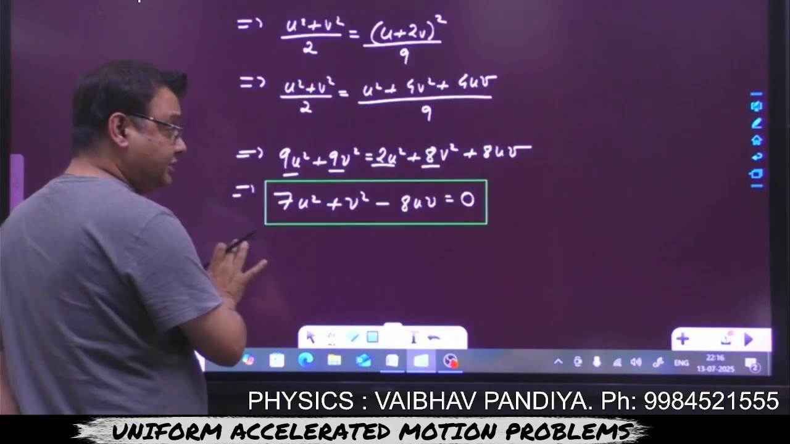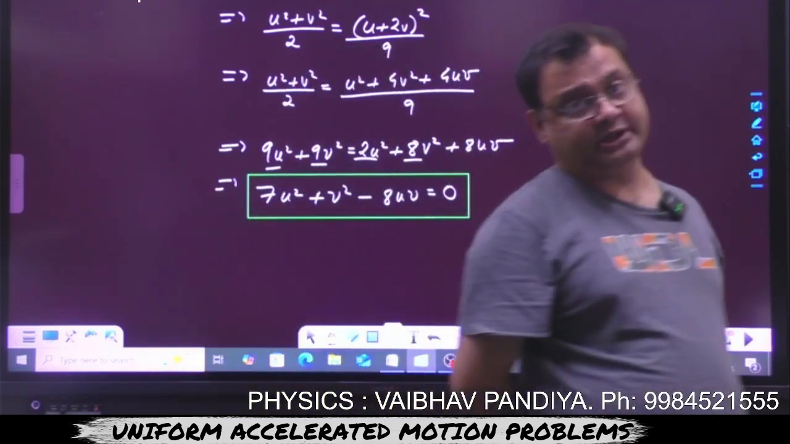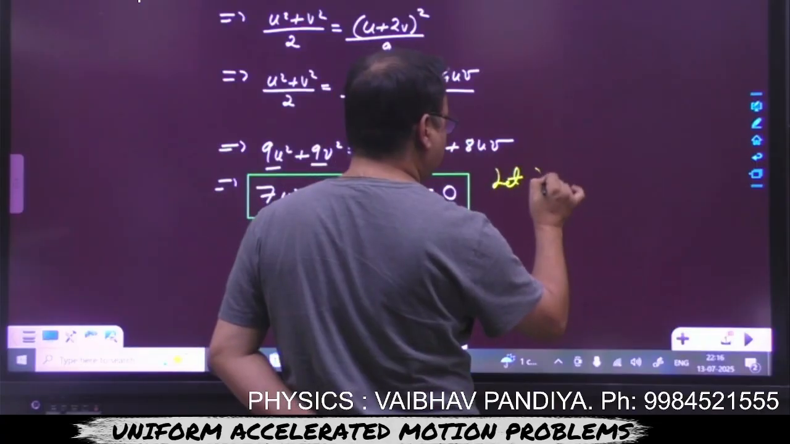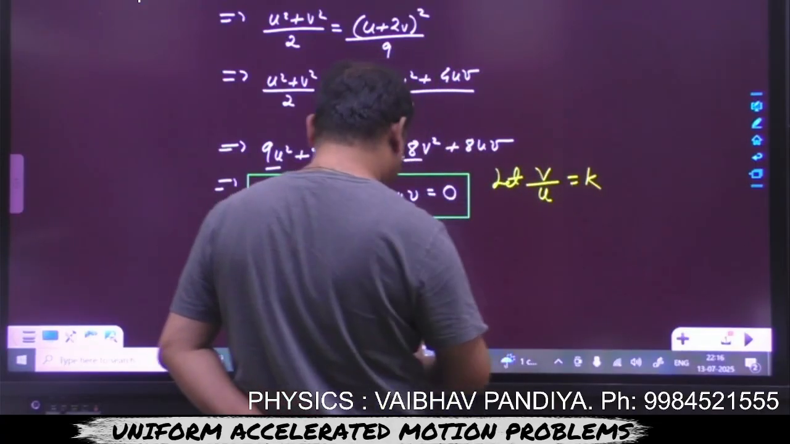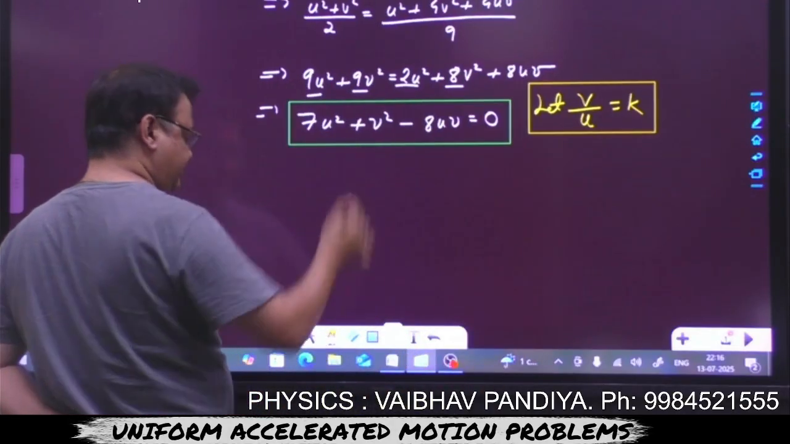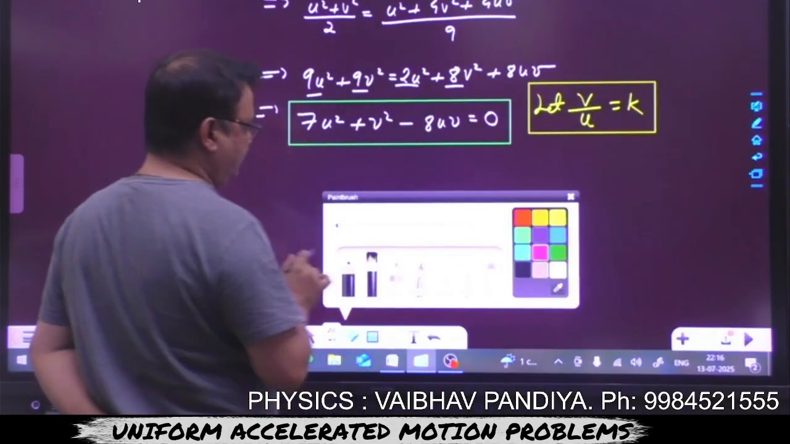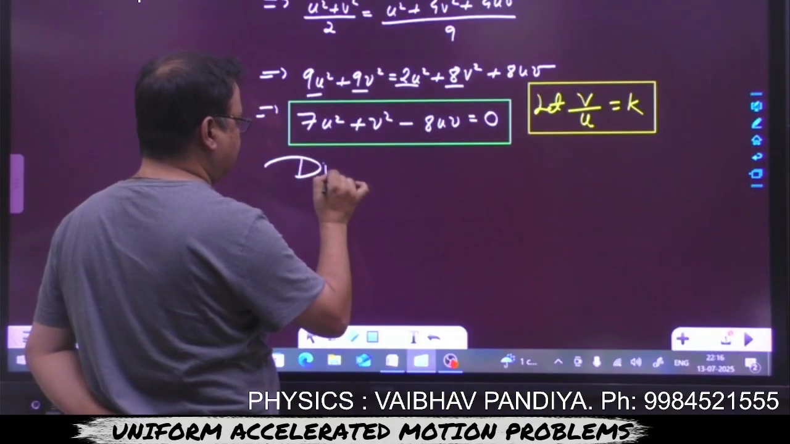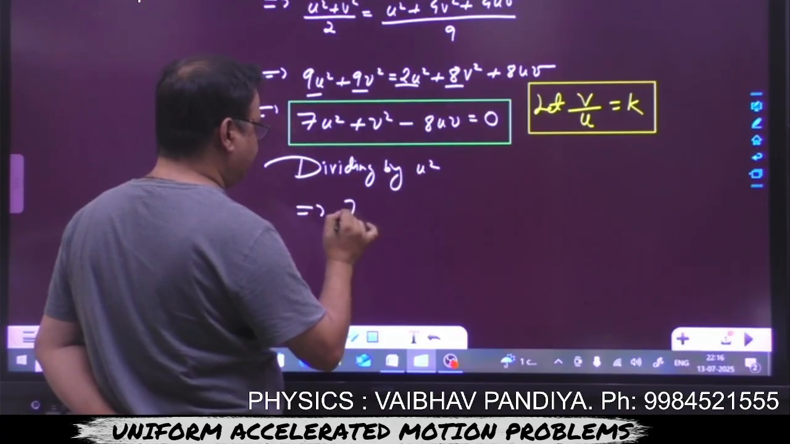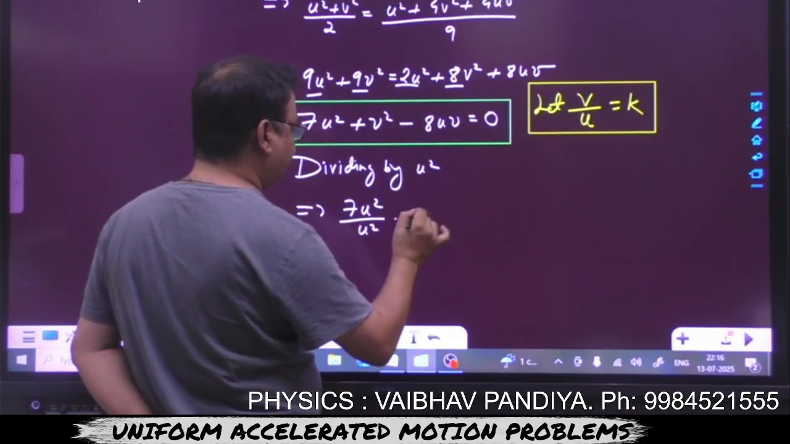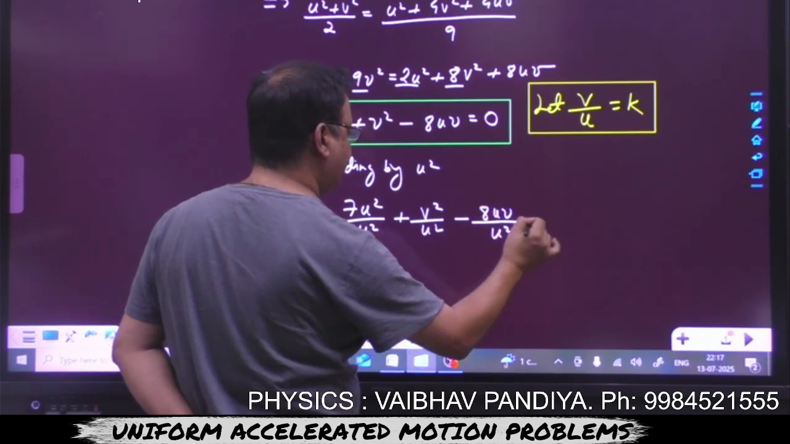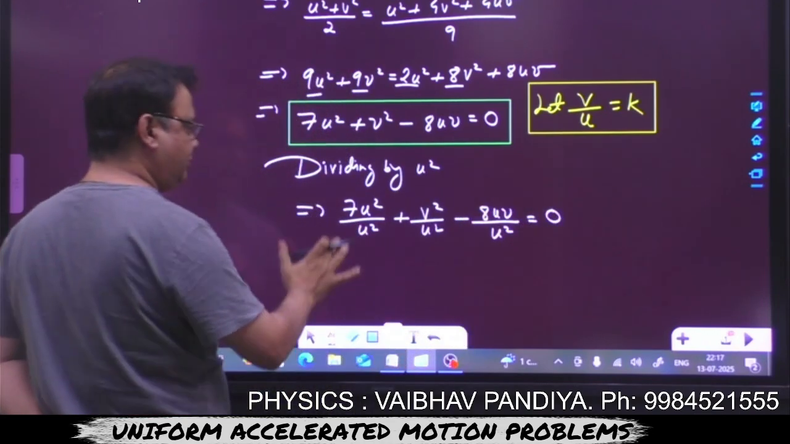Now we need not find the values of U and V, we have to find a ratio, correct? We have to find the ratio V by U. So let V by U be equal to k. Let this ratio be k. I need to find the ratio. What I can do is divide the whole equation by U square. So dividing by U square, I will get 7U square by U square plus V square by U square minus 8UV by U square, and of course 0 divided by U square will be 0.